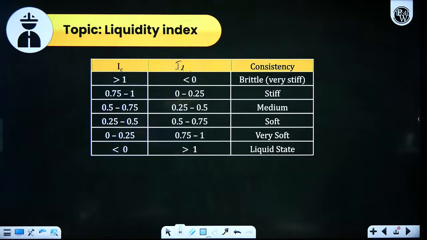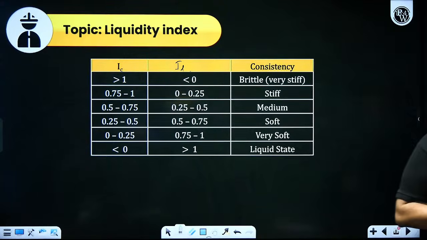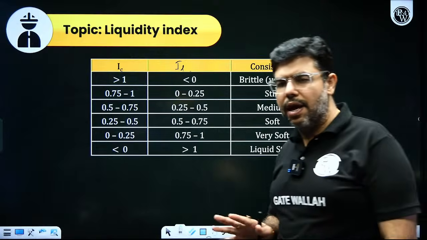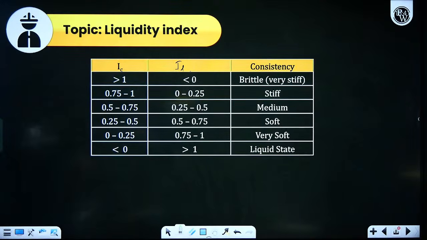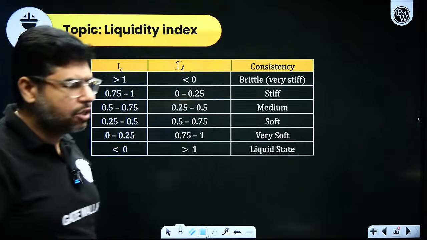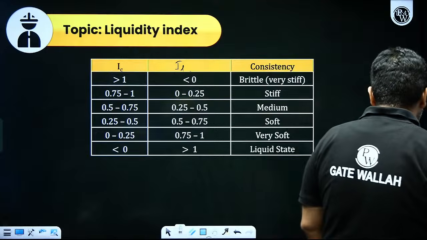Now let's talk about the toughness index. Let's talk about the toughness index. Am I clear till here? Then I will proceed towards the next index properties. Any problem? Okay, Mr. Akash, then proceeding towards the toughness index.